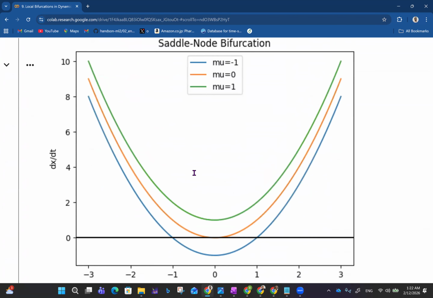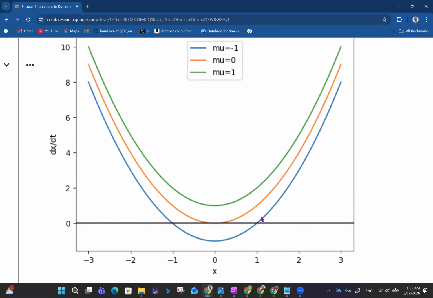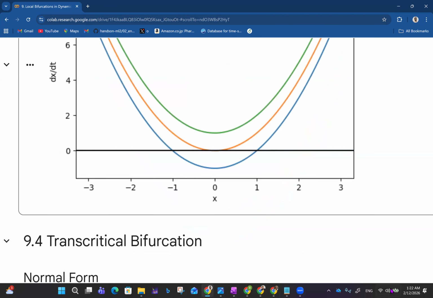And this is exactly what it looks like. You have your zero here. For mu that is negative, mu is -1, that is blue here. So you see it goes below zero. Then for mu equals zero, that lies on the zero line, and for mu equals one, you have this green line right here. And that's what saddle node bifurcation looks like.